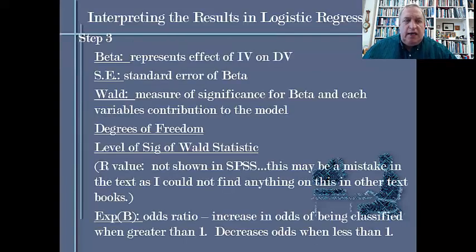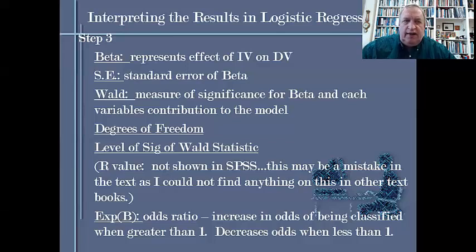Now, step 3, we get another chart that has several different ideas in it, and we need to understand what these mean. First, you're going to get your beta, which we've looked at before when we've used regression, and it represents the effect of the individual predictor variables on the dependent variable or criterion variable. We'll get the standard error of the beta, and then we get a new statistic, the Wald statistic, and this is a measure of the significance for beta, and of how each of the variables contributes to the model.